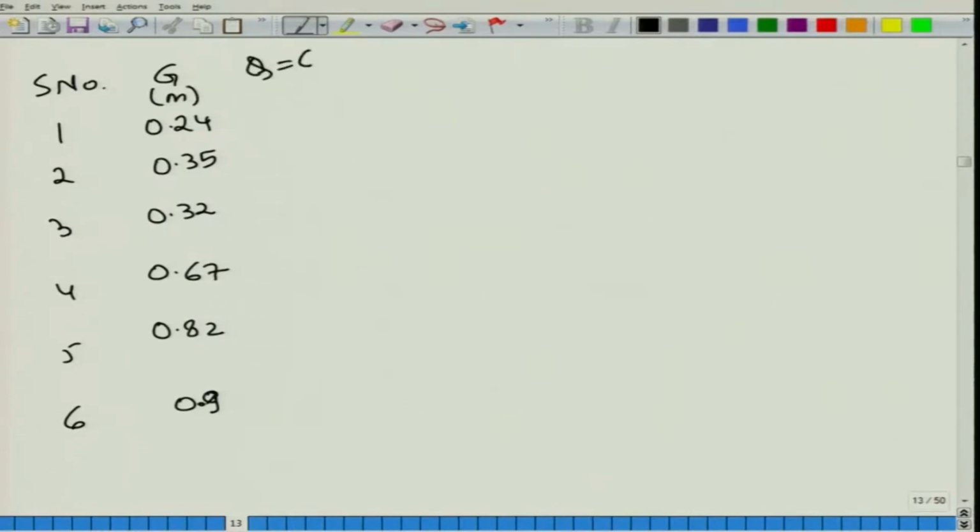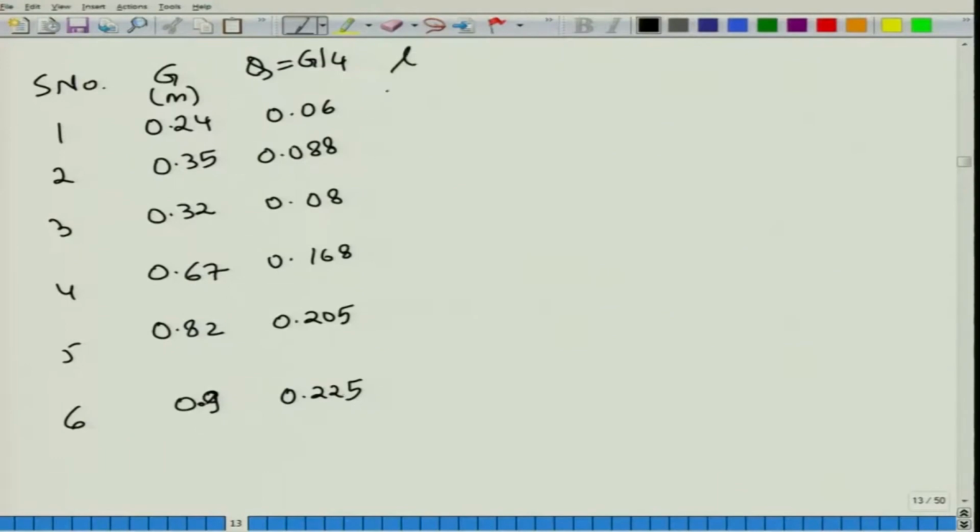So, we can find out Q, which is equal to G by 4. So, it becomes 0.06, 0.088, which is 0.35 divided by 4. This becomes 0.08, 0.168, 0.205 and 0.225. The length of the billets is also given: 1.21, 1.35, 1, 1.12, 1.12 and 1.15.